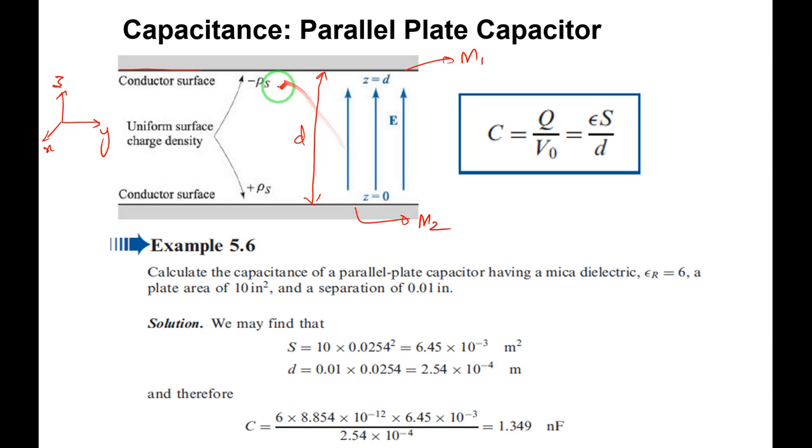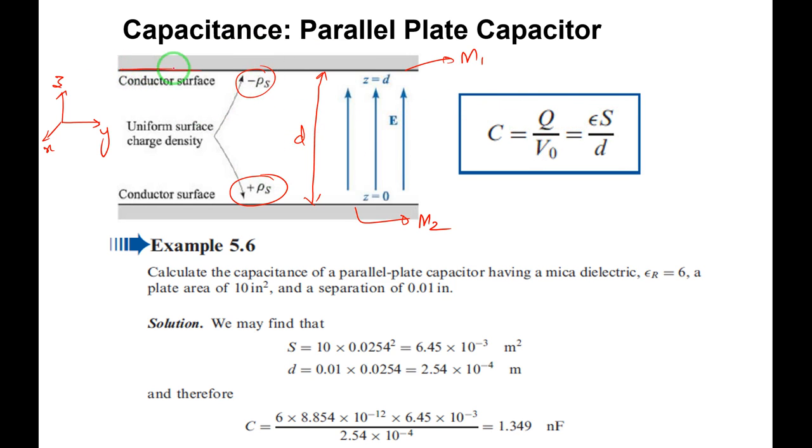Then this metallic conductor M1 has negative surface charge density, minus rho s, and M2 has plus rho s. We assume that the surface charge densities are uniform. Then we know that C equals Q by V naught. This is by definition, the mathematical definition. But by looking at this equation, what we will understand is that this capacitance is not dependent on charge or potential difference. It depends on the dimensions of the plates. So that is the next equation, epsilon S by d. So capacitance C is independent of the charge and the potential difference, but it is dependent on the dimensions of the plates and the separation between the plates.